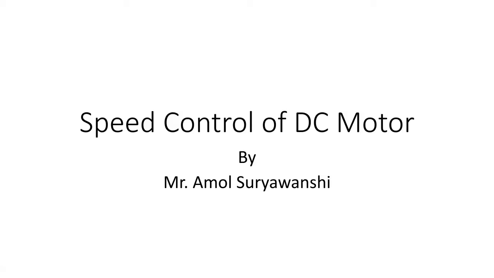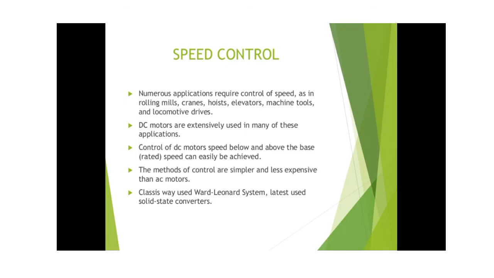Today we are going to discuss speed control of DC motor. Numerous applications require control of speed, as in rolling mills, cranes, hoists, elevators, machine tools, and locomotive drives. DC motors are extensively used in many of these applications. Control of DC motor speed below and above rated speed can easily be achieved. The methods of control are much simpler and less expensive than for AC motors.